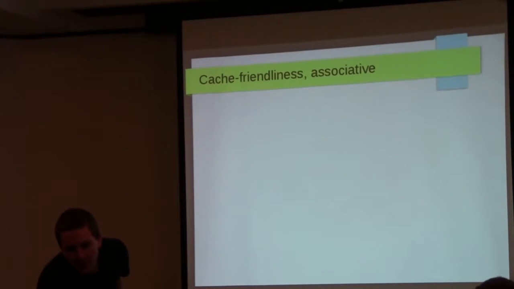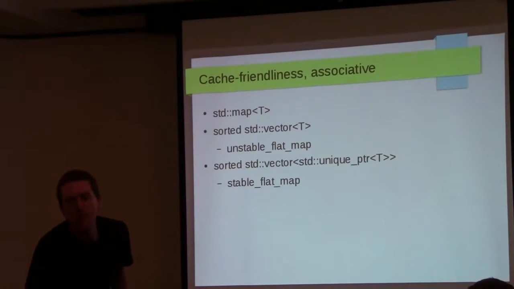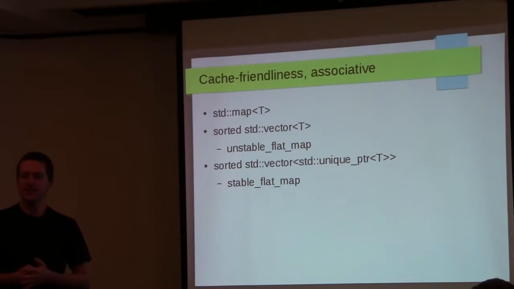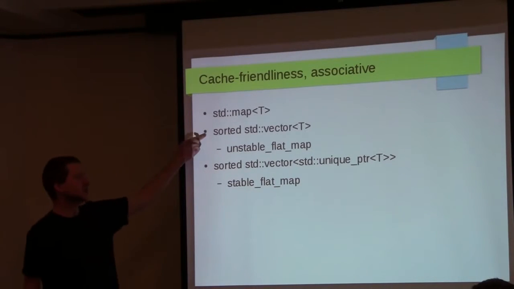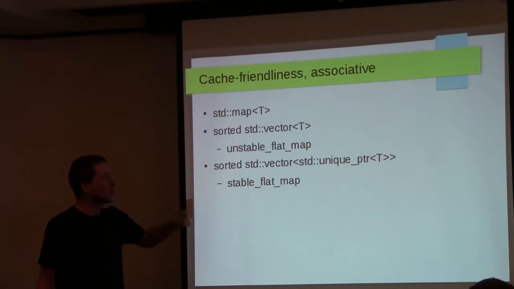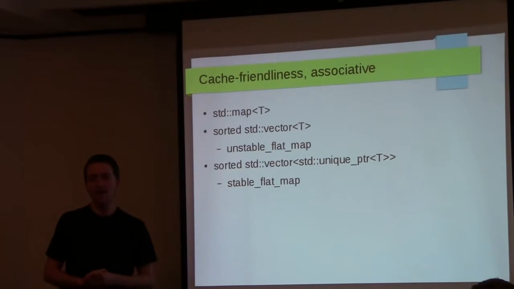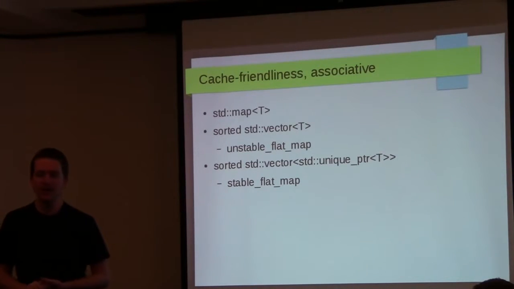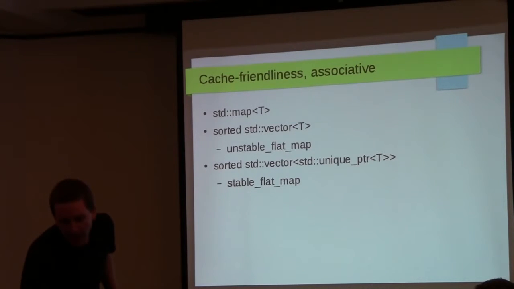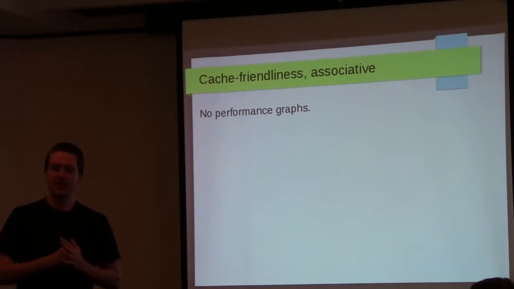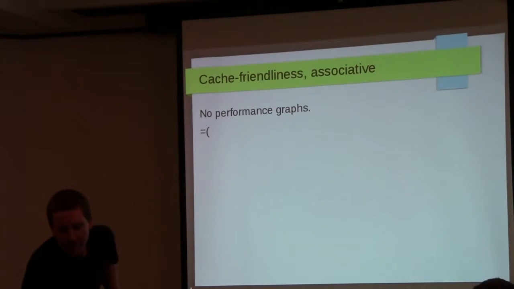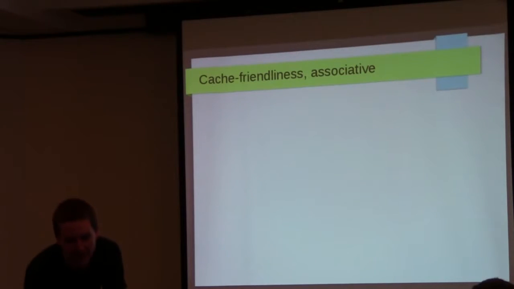So maybe we're emboldened by our previous findings and also look at other node-based containers, such as standard map, and think maybe we can replace this with a sorted standard vector or a sorted standard vector of standard unique pointers. Maybe that will give us similar performance improvements. So unfortunately, I don't have any performance graphs for this one. I just didn't have time to put them together. But I do have the data and I can talk about that.